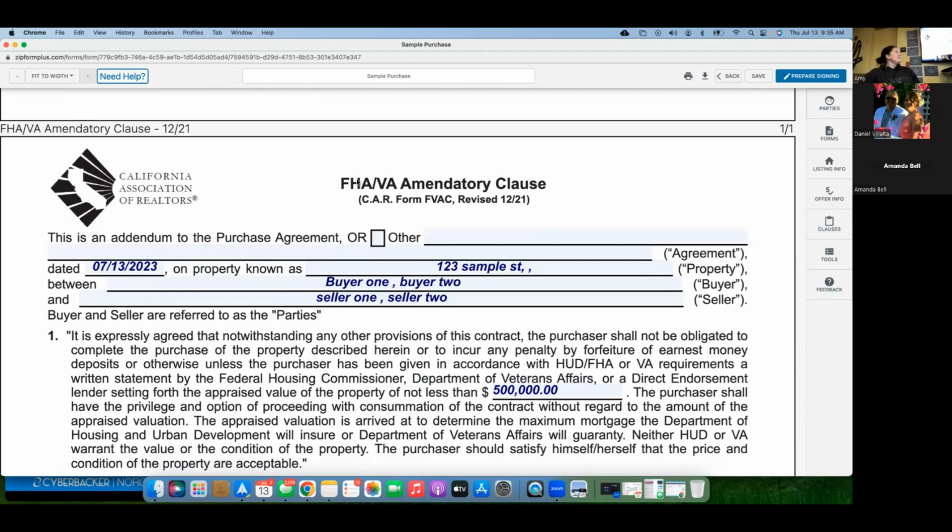Any questions on the FHA VA amendatory clause, the FVAC form? Any other questions on other forms or just random questions? We have a little bit of time.